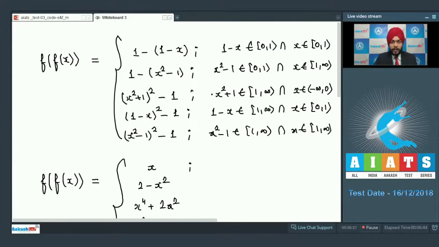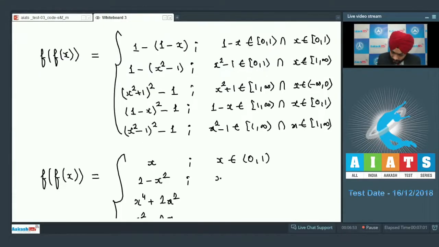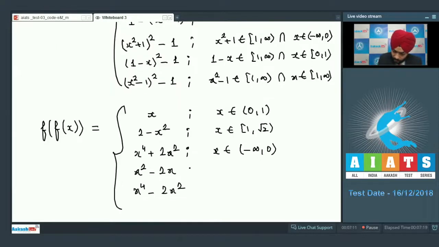This holds true when x belongs to open 0 to 1. You have to solve the intersection of these two intervals. This holds true when x belongs to 1 closed root 2 open. Third definition, x belongs to minus infinity to 0. Then fourth definition, x square minus 2x. This interval is only possible when x equals 0. The intersection of these two sets is only one point, x equals 0. Over here we have the interval as x belongs to root 2 to infinity.